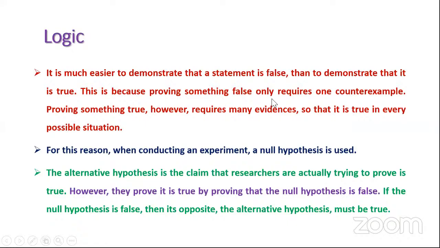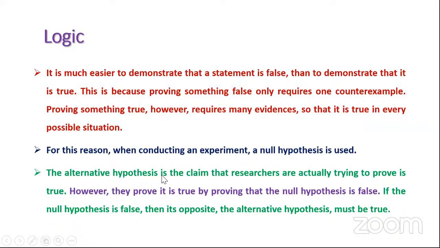Because proving something false requires only one counterexample, while proving something true requires a lot of evidence. So it is difficult to prove the alternate hypothesis. It is easier to reject the null hypothesis. For this reason, when we conduct an experiment, we design a null hypothesis.